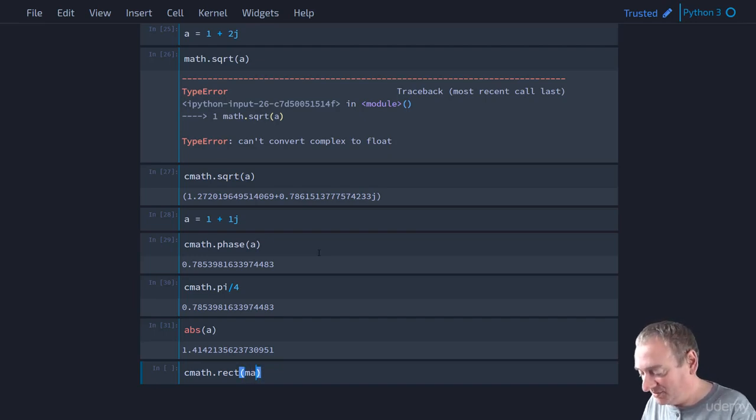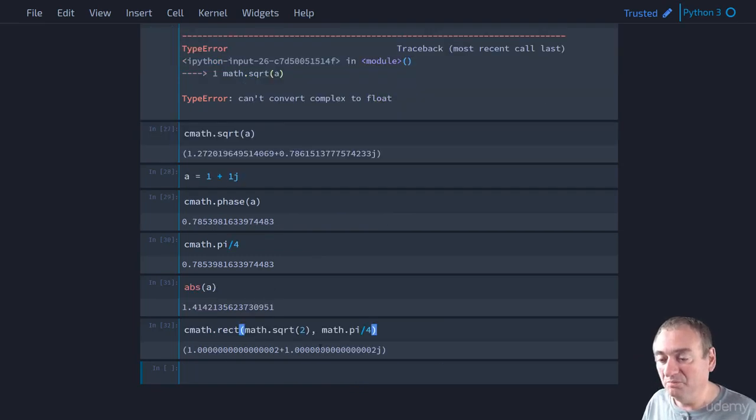I'm going to take math.square root of 2. I'm going to try and get as close as I can. And then for the angle, I want a pi over 4. So we're going to say math.pi divided by 4. And let's see what we get. Well, we get 1 plus 1j.